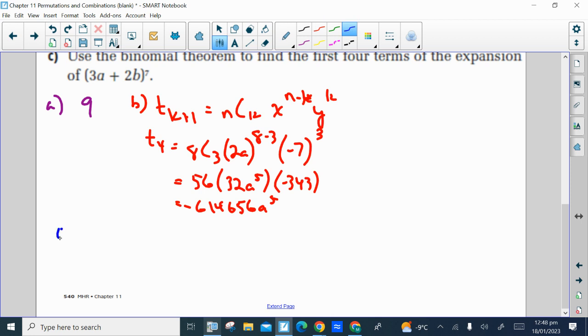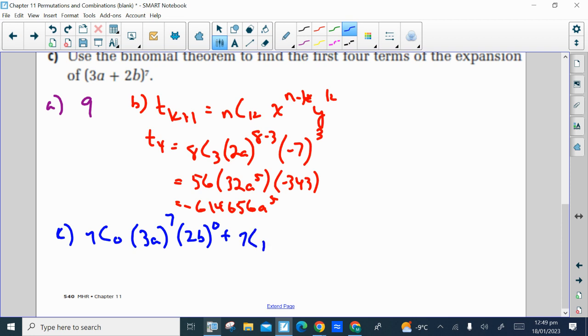Part C. Use binomial theorem to find the first 4 terms in the expansion of that binomial. So, the first term will have a coefficient initially of 7c0. This is when k is 0. Again, the first term in the binomial 3a is raised to the power 7. The 2b is raised to the power 0. You don't need it there, but that's really what's happening. There's your expression for the first term.